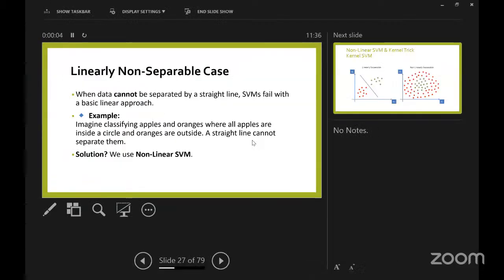Linearly non-separable case. So tell me, stop writing. I am doing the classification of fruits and vegetables. Okay? I will take a fruit, tomato. Tomato is a fruit, you know. Tomato is a fruit as well as it is considered a vegetable. Likewise, egg is a veg as well as a non-veg also.